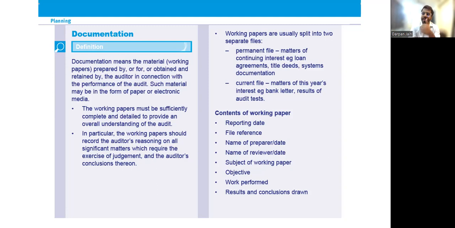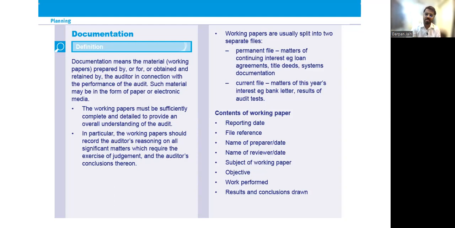Let's see. Include the reporting date. What is reporting date? The balance sheet date. Basically, what is the period for which you're auditing? So include that. Include the file reference. In which file is this particular working paper of depreciation going? Let's say it's going in current file number 5. So write the file reference on the working paper, as to in which file you are going to put this particular working paper.